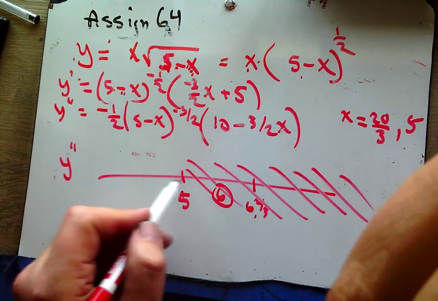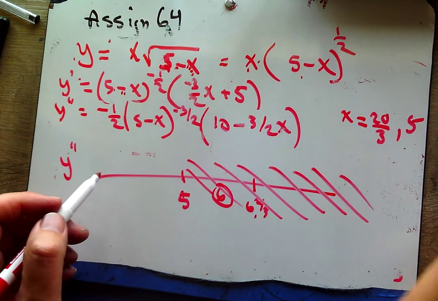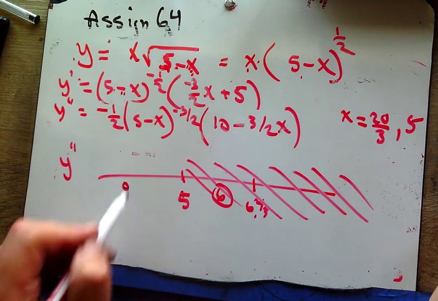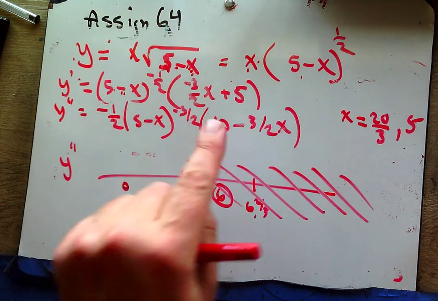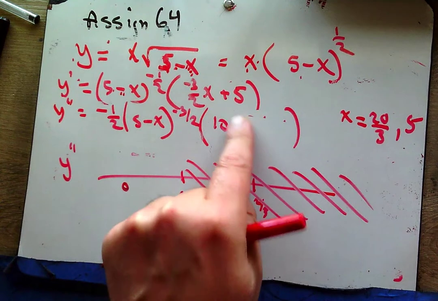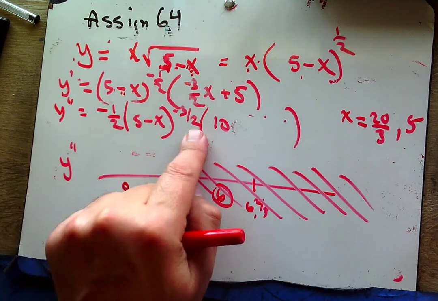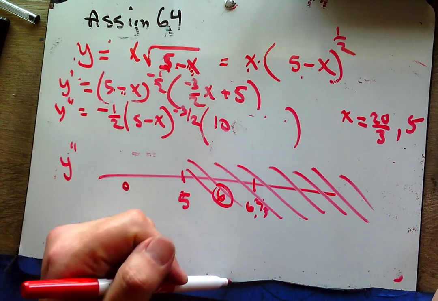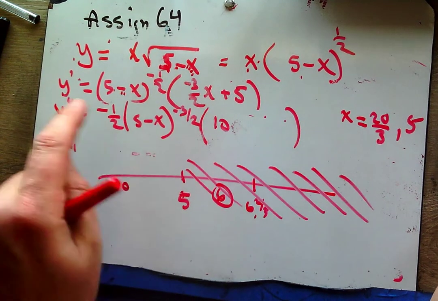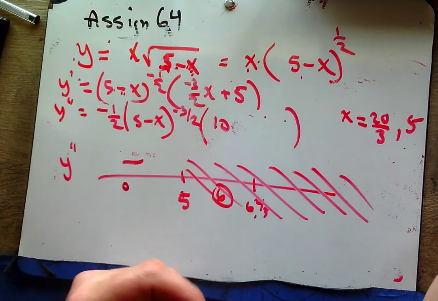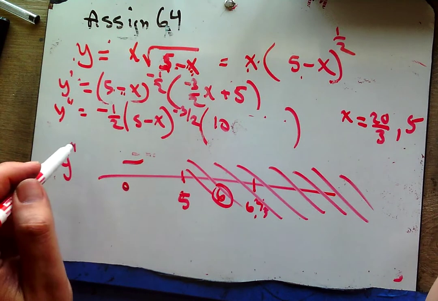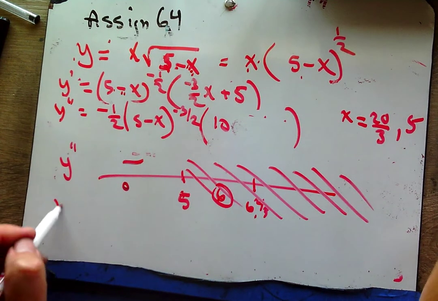So y double prime looks like it's only going to have one sign. Let's plug in 0 and find out. So if I plug in a 0, all this goes away. I have a positive times a negative, and under the square root always has to be positive. So positive times negative, I got negative. That tells me that y is always concave down.